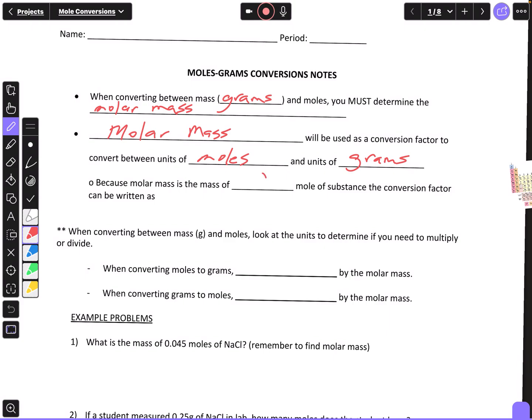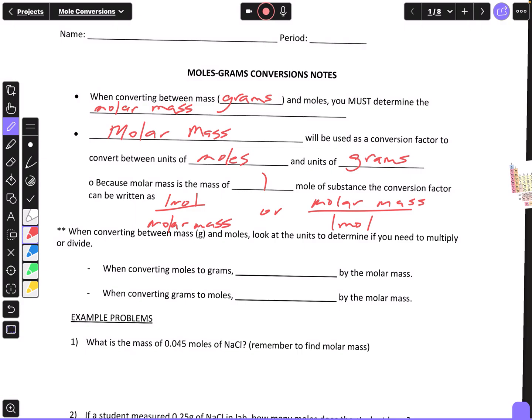Because molar mass is the mass of 1 mole of a substance, the conversion factor can be written as, and so if we're going to write this, when we convert, same thing as converting feet to inches. You have to know that 1 foot equals 12 inches. It's the same concept. So we have to know that 1 mole over the molar mass of the substance, or the molar mass over 1 mole. We're going to be using that as a conversion factor.